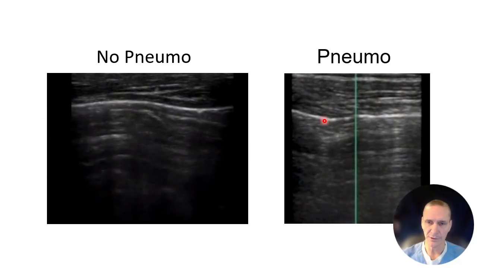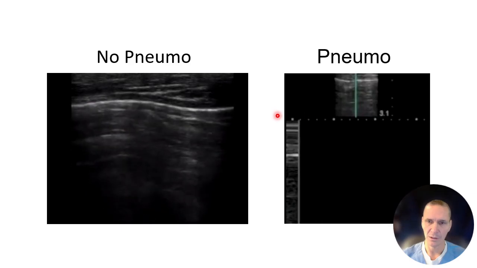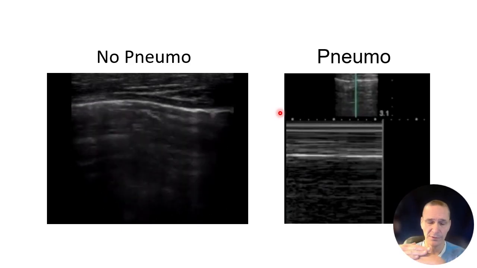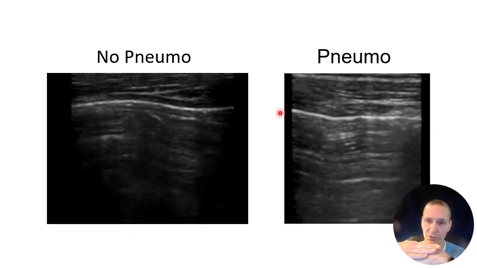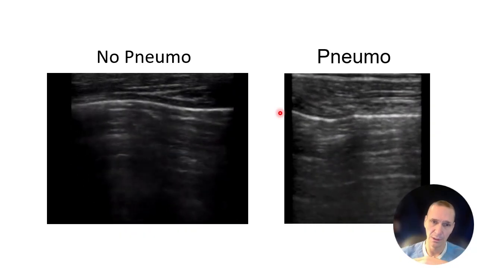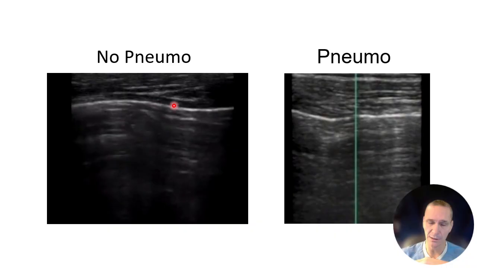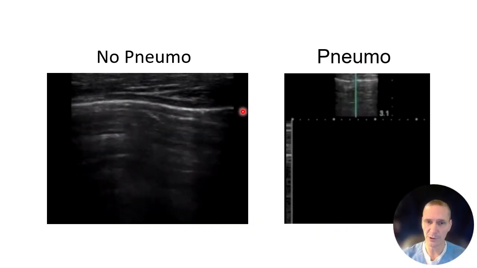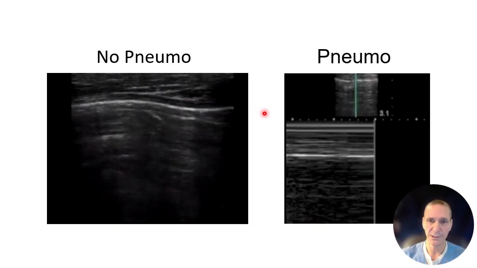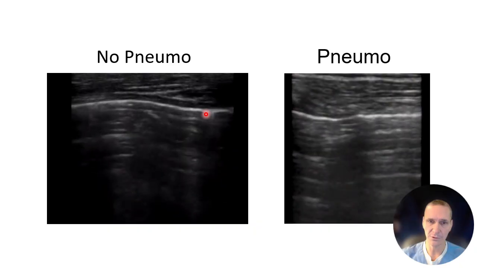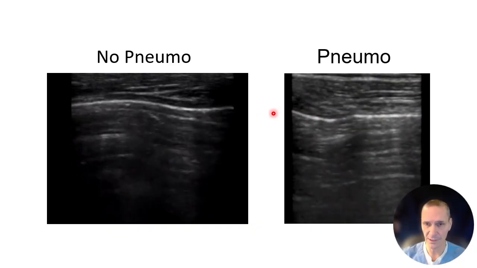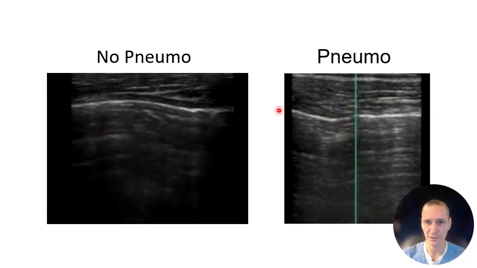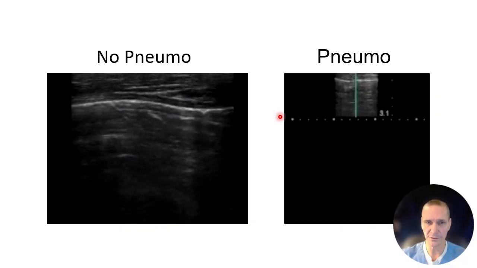Now, the truth is, if there are adhesions or there has been some sort of surgical procedure to fuse the linings together, you may not see lung sliding. But in the setting of a trauma, we can presume that if there is no lung sliding, it's suggestive of a pneumothorax. It doesn't mean there is a pneumothorax, but that is definitely suggestive of a pneumothorax.